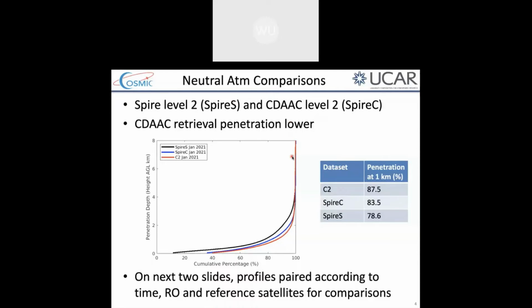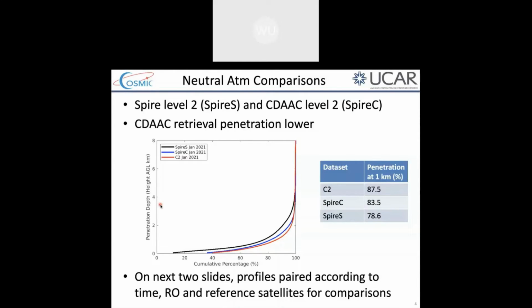You can see that for COSMIC-2, about 87.5% of the profiles reach 1 kilometer. The CDAC processing is about 83.5%, and a little bit lower, 78.5% or so, for Spire processed by Spire. The first two are handled consistently because they're both run through our system, and Spire is doing some things differently. We don't know the details, and so they get a little bit lower penetration out of the total number of profiles.